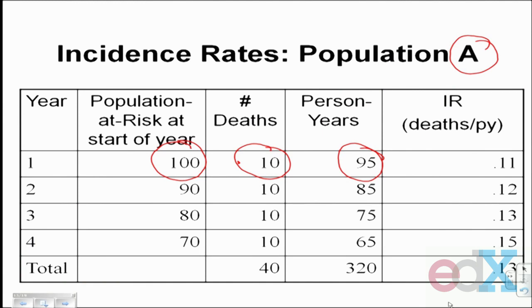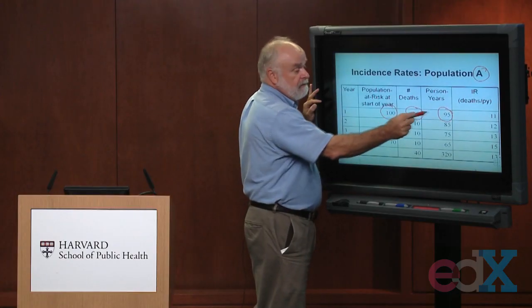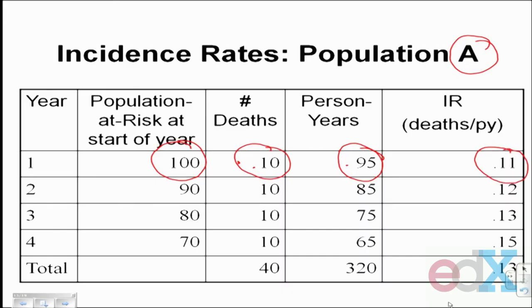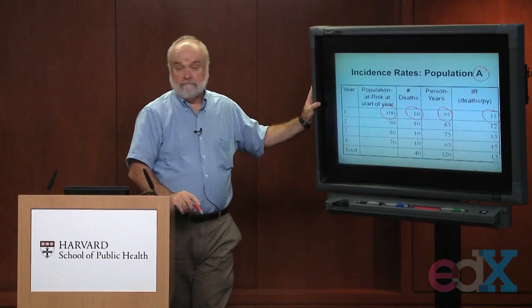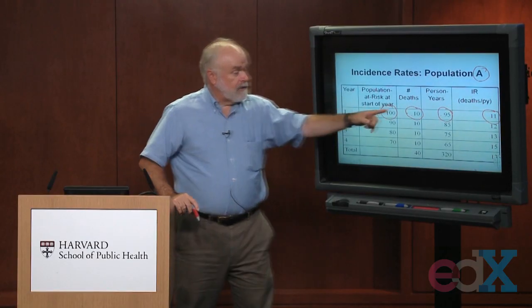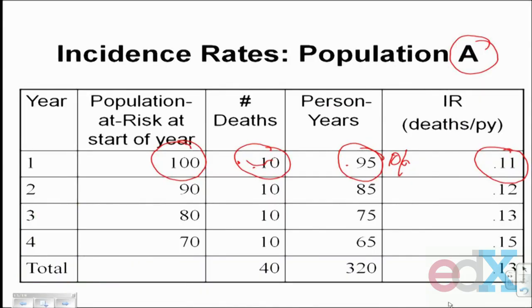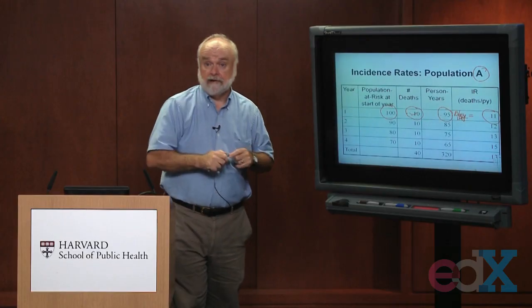The incidence rate would be 10 cases of death divided by 95 person years. That's 0.11 deaths for every single person year if I divide 10 by 95. So 10 divided by 95 person years is the same thing as 0.11 deaths for every 1 person year.